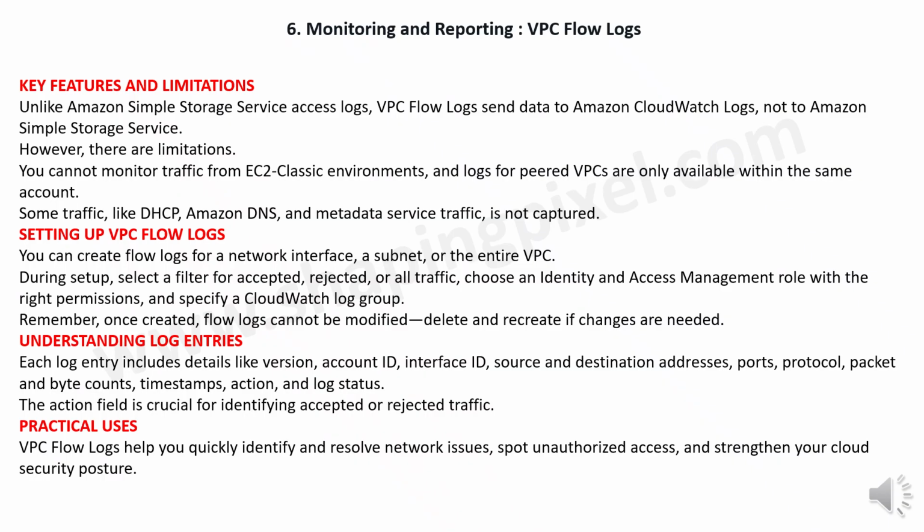You can create flow logs for a network interface, a subnet, or the entire VPC. During setup, select a filter for accepted, rejected, or all traffic. Choose an identity and access management role with the right permissions, and specify a CloudWatch log group. Remember, once created, flow logs cannot be modified. Delete and recreate if changes are needed.